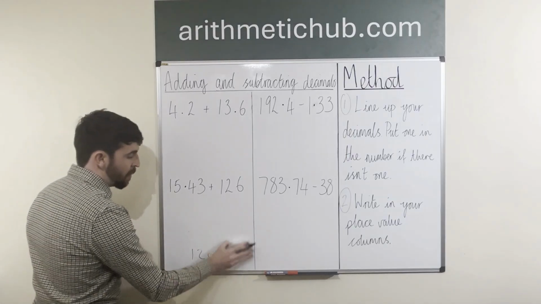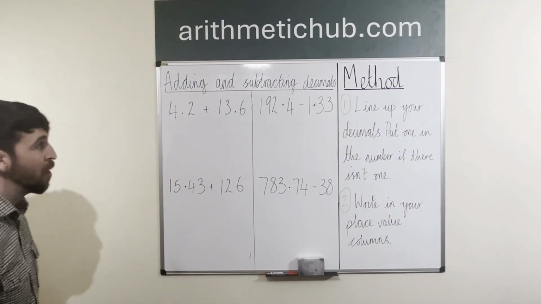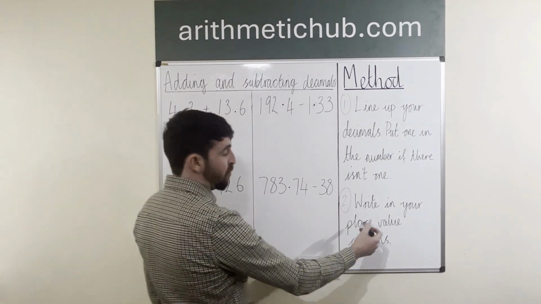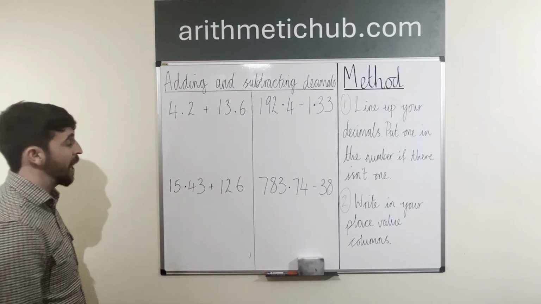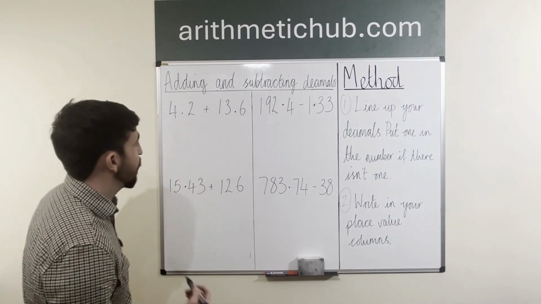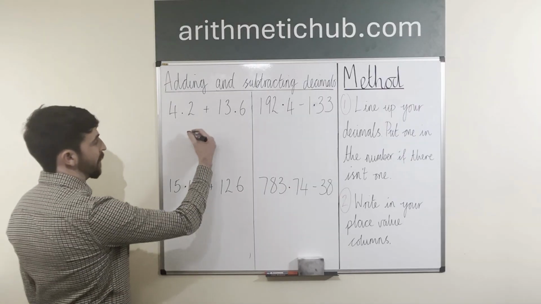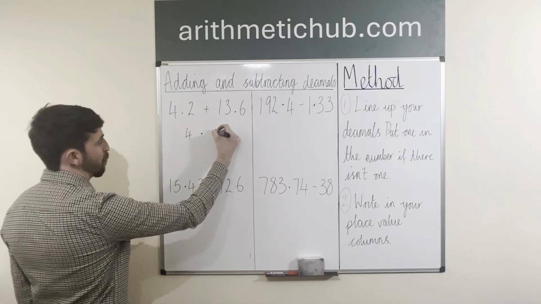So put one in if there isn't one, because that's going to be really helpful when you're adding your decimals, okay? And then it also says write in your place value columns. That's going to be really helpful, okay? So let's have a look at what this would look like. Our first one is 4.2 add 13.6. So again, we're going to set it up just in a column addition sort of way.